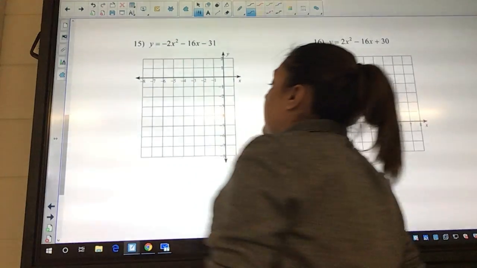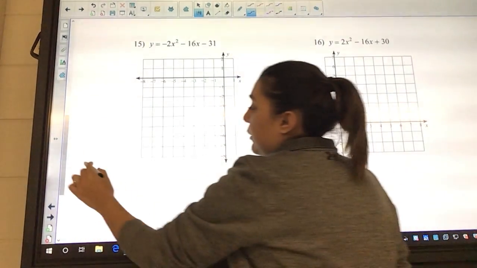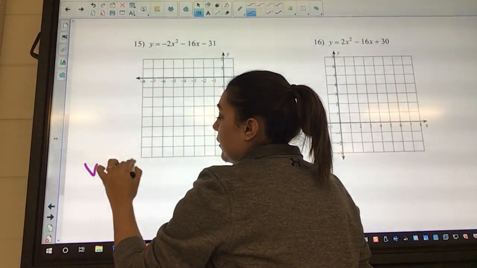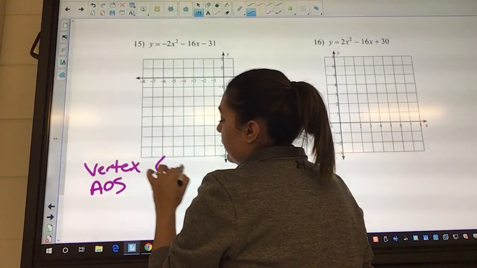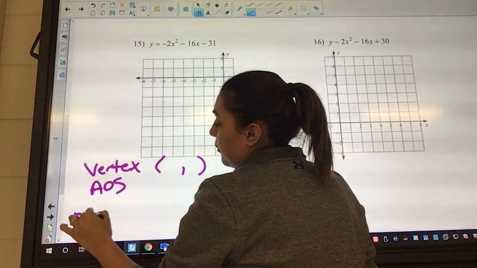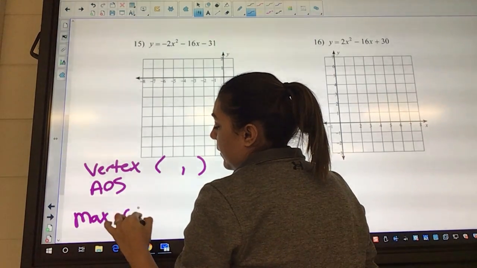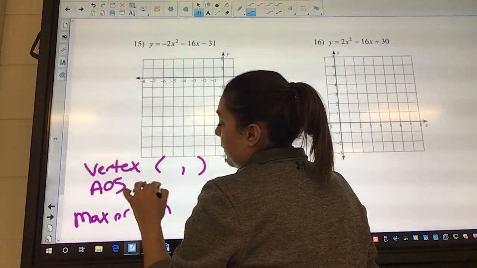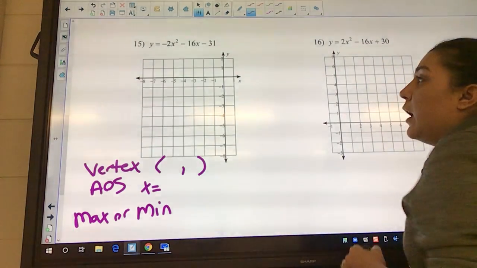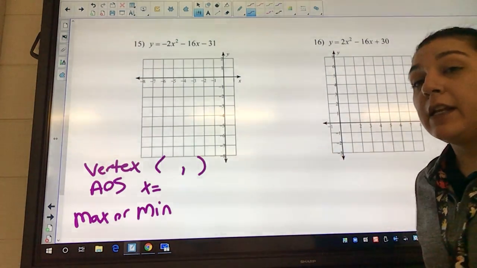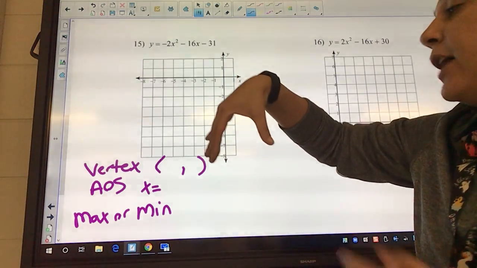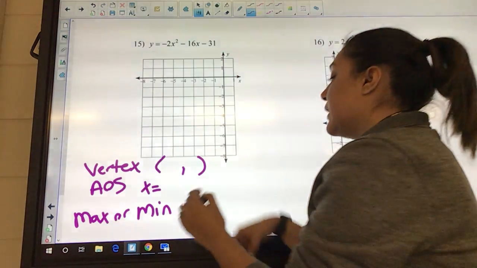Okay, 15. We need to find our vertex, our axis of symmetry, and what's the other one? Oh, max or min. Okay, so my A is -2. So that means my graph is going to open downwards, and so it's going to have a maximum point.